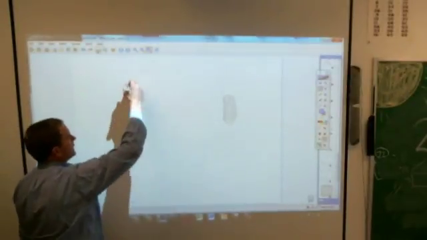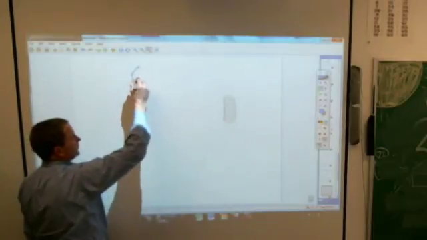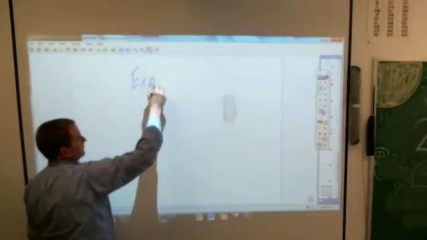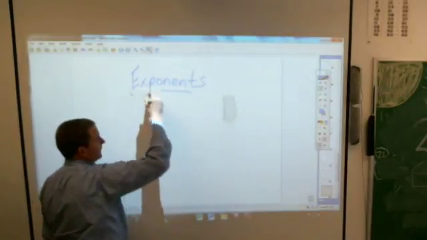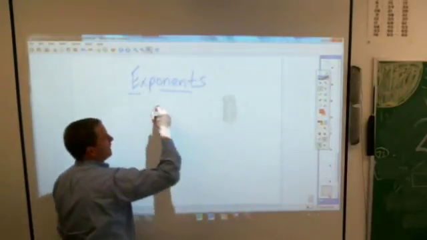Let's write this down. Exponents. We've done exponents before, haven't we? Yeah. People are exponentially fun. Exponents. They are also known as powers.